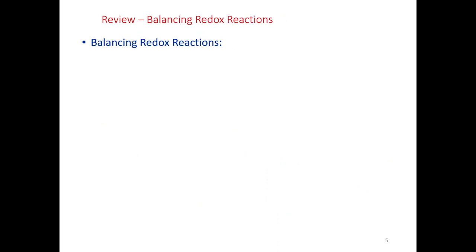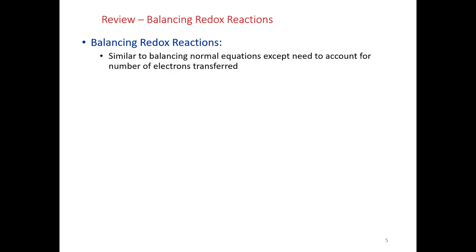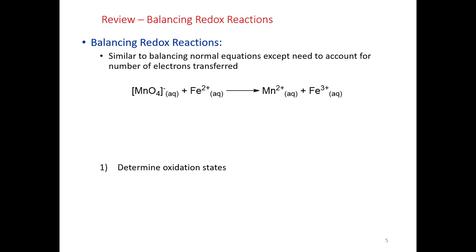Now at this point, we're going to take a look at how to balance redox reactions. This is somewhat similar to balancing normal equations, except now you need to balance the electrons transferred as well. For this reaction between permanganate and iron 2+, the first thing to do is to determine the oxidation states of all of the atoms. In permanganate, the oxygen is -2, and because there are 4 of them, in order to balance the charge on the polyatomic anion, the manganese must be in the +7 oxidation state.